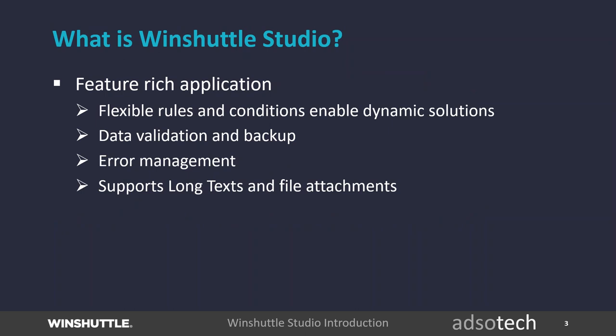It's a feature-rich application. In this introductory webinar, we'll be just covering the main key concepts of how to record and build scripts. But Winshuttle Studio comes with quite a long list of features that can help you create more complex automation solutions. You have all these rules and conditions that you can add to your scripts later on to create more dynamic solutions. Winshuttle Studio has tools to help with validating data and backing up data. It comes built in with error management tools. It has support for features like long texts and file attachments, which can be quite challenging to automate using other automation solutions or tools.